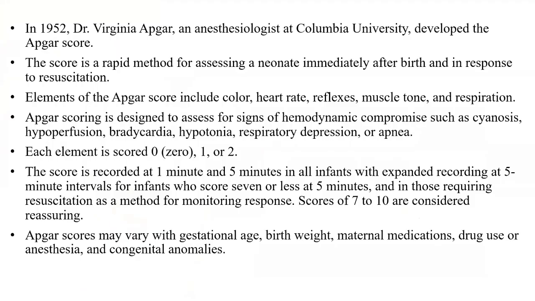In 1952, Dr. Virginia Apgar, an anesthesiologist at Columbia University, developed this scale. She named this scale after her surname, which is why we call it the Apgar scale. This score is a rapid method for assessing a neonate immediately after birth. Just remember that this is used immediately after a child is born, and in response to resuscitation.